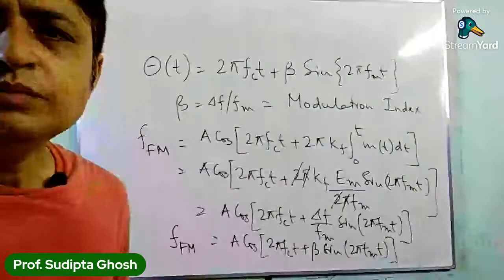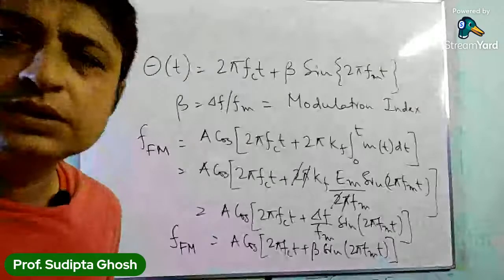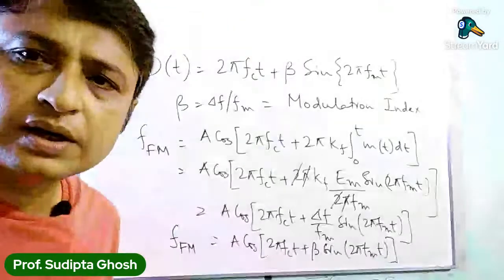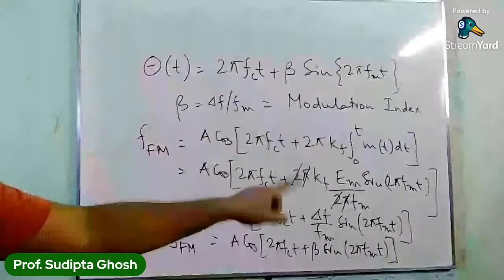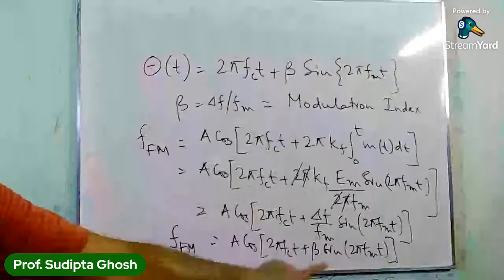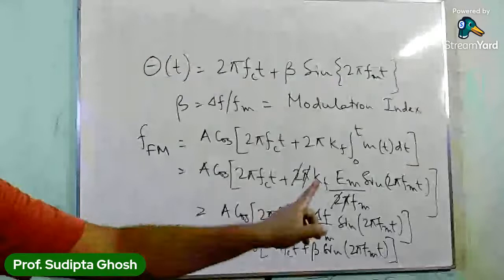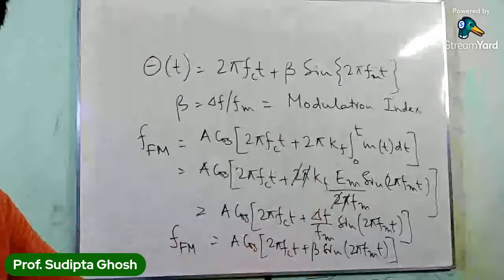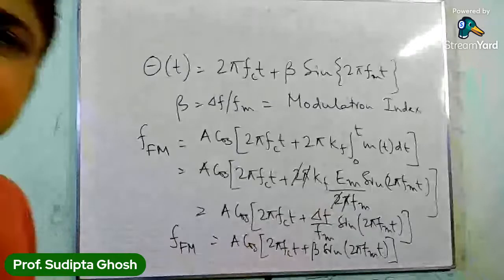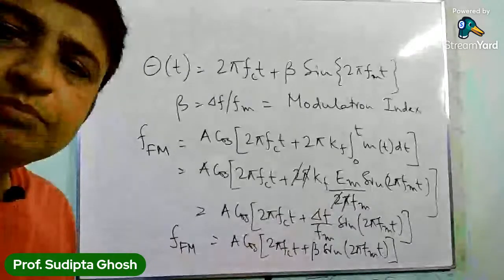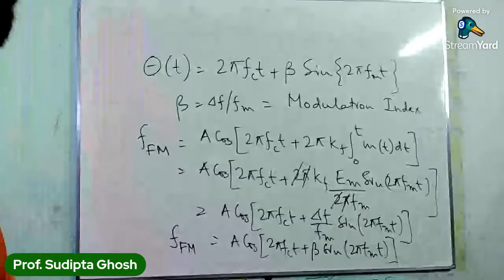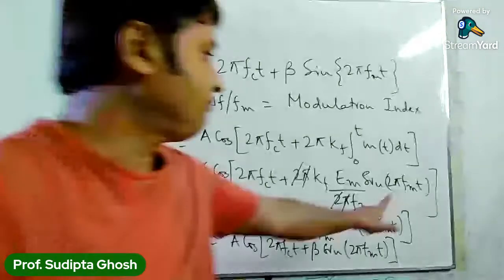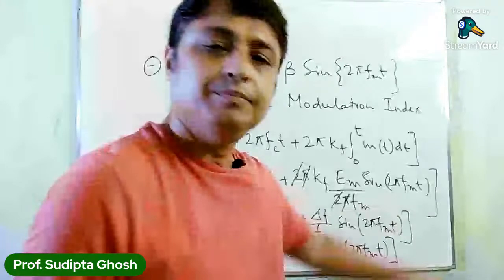Is it FMT or FM? FM is the frequency of the modulating signal, so that is F suffix M, FM. Is it FMT? Yes, the first one, that is F suffix M, then T. FMT. Yes, Arindam, the first one.